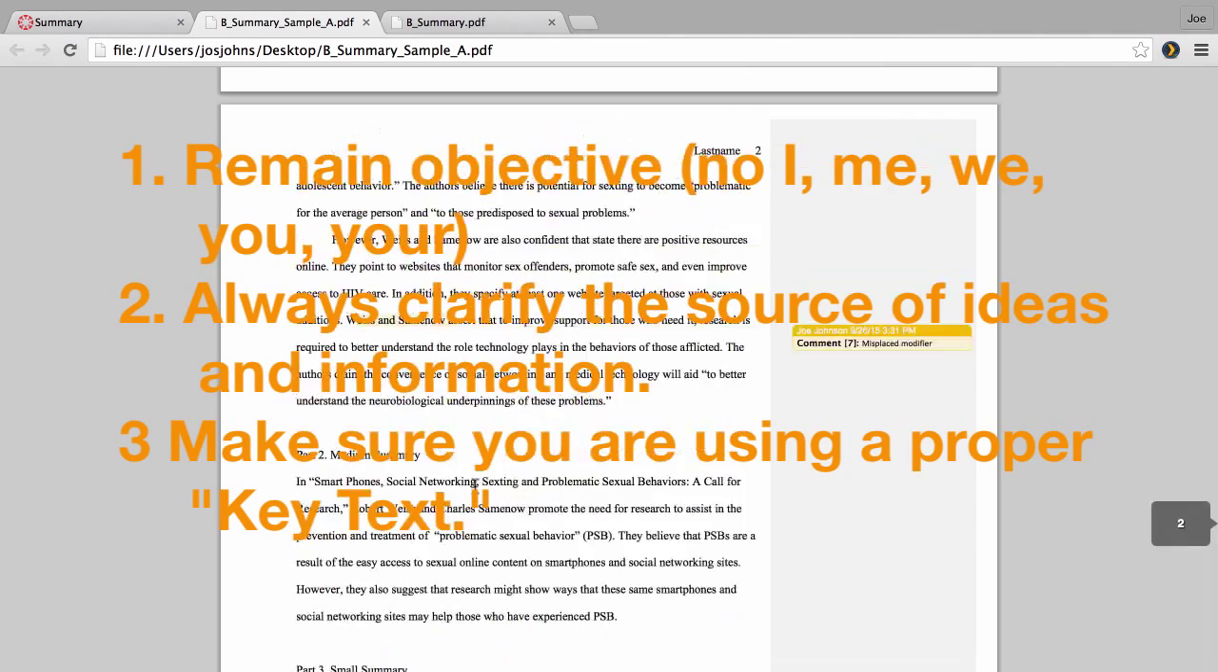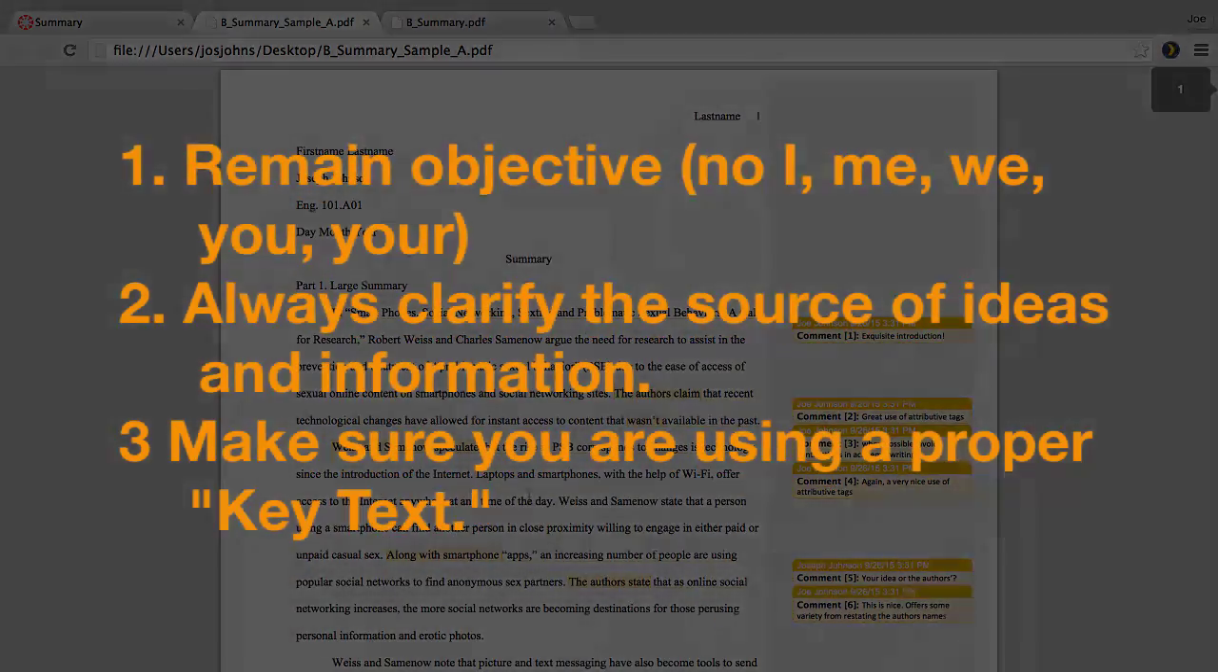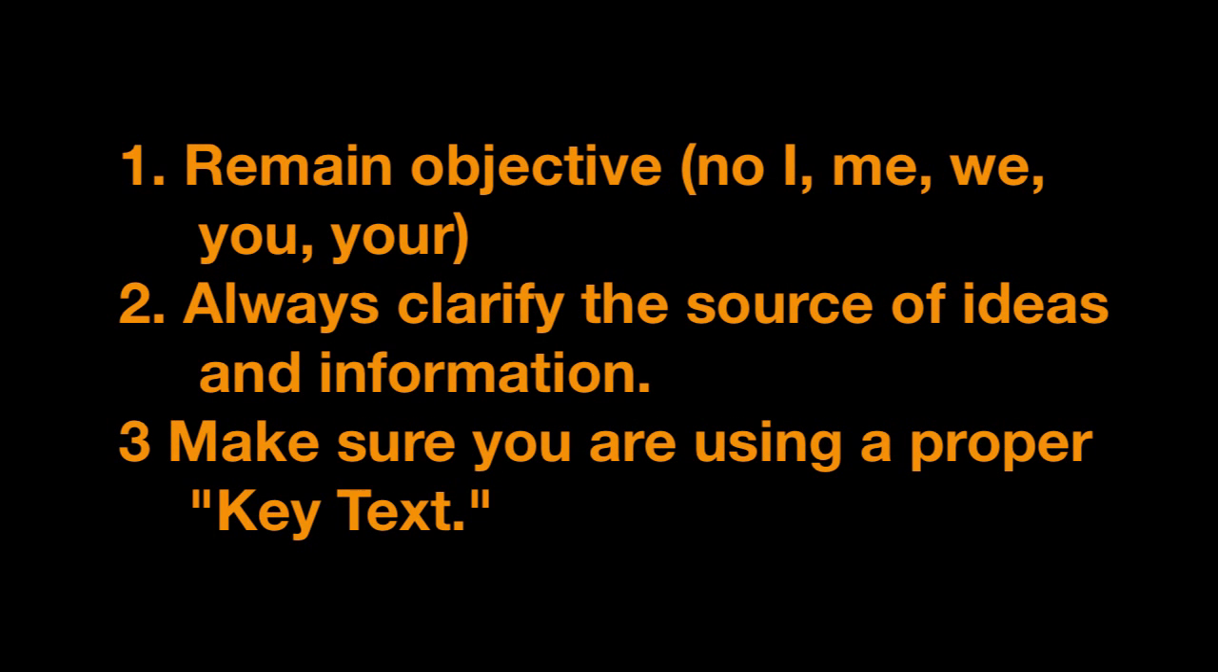So you'll save all three of those together into a single document and submit that through Canvas. Again, remember to be objective, use attributive tags or these markers where you always clarify whose ideas belong to whom, and make sure you're comfortable with what a key text is and that you are using an appropriate key text for this. Thank you.